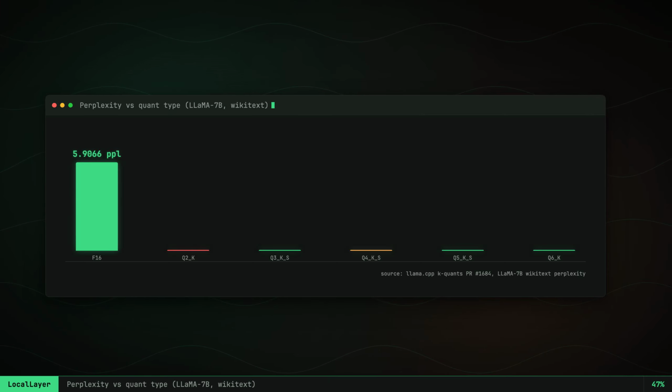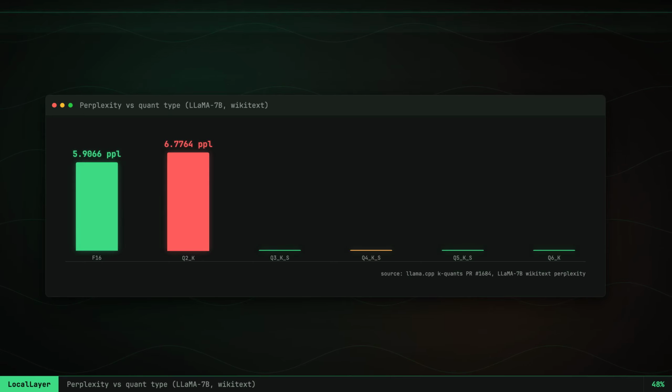Put these numbers on a chart and the story is obvious. Against a 5.9066 F16 baseline on a 7B model, Q2_K comes in at 6.7764, a real, audible quality drop.